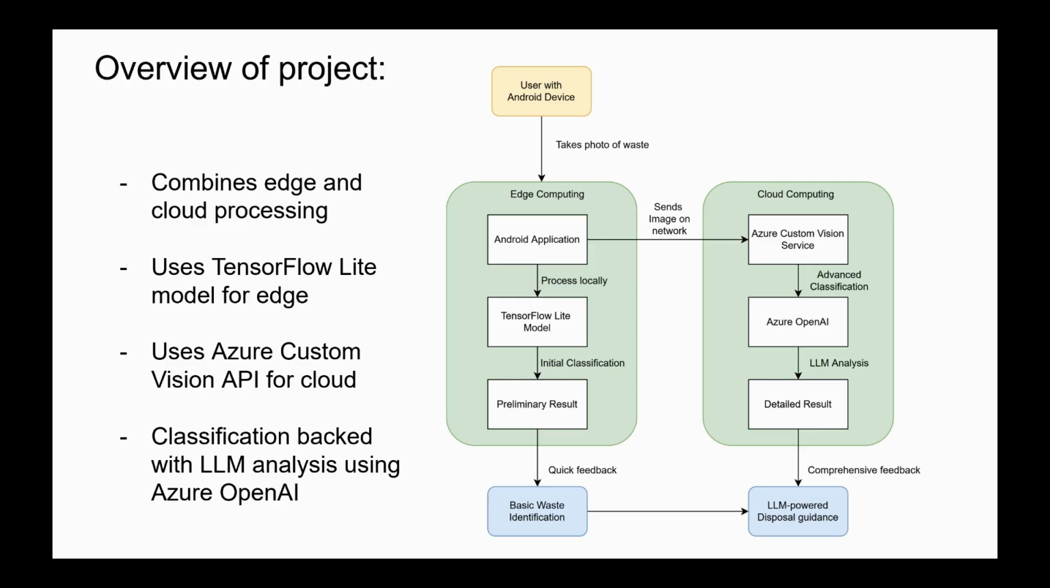The system works in two stages. Firstly, edge classification happens directly on the Android device using a self-trained TensorFlow Lite model that can be embedded into the application. Secondly, cloud classification happens when the image is sent to a more powerful self-trained Azure Custom Vision model, and then the classification results are supplemented with LLM analysis using Azure OpenAI.